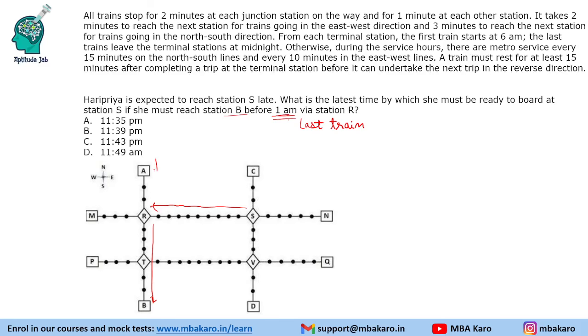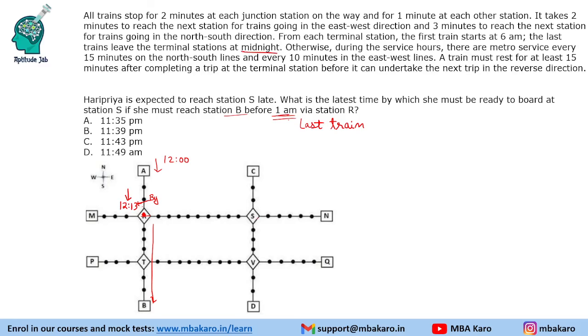Now, the last train from A will start at 12 a.m. Right, the last train starts at midnight. Now, we need to find at what time she should be present at R. So it takes 3 minutes, 6 minutes, 9 minutes, right, total 9 minutes, two intermediate stations 11, and 2 minutes halt time. So this train will leave at 12:13. So the last train she needs to catch will be at 12:13 from here. So she should be present at station R by 12:13.